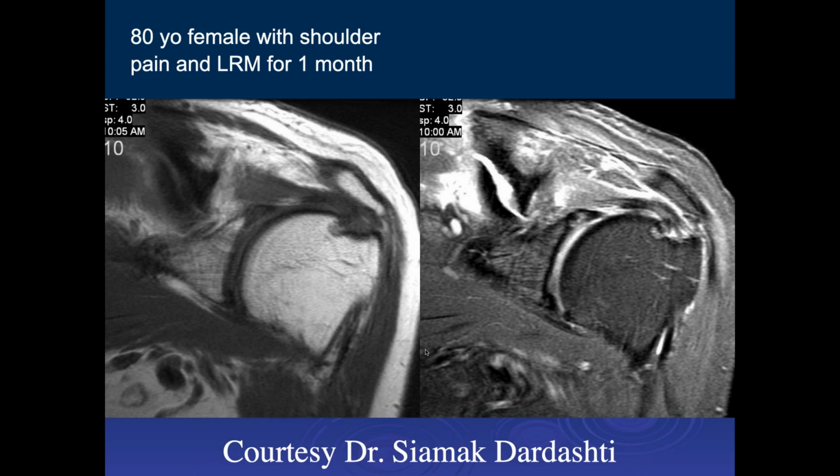All right, so we have an 80-year-old female with shoulder pain and loss of range of motion for 1 month, 2 coronal images here. And just looking at that greater tuberosity, it looks like there's kind of traction injury there, maybe some partial interstitial tearing there. Are we looking more medially, or is that just artifact? Okay.